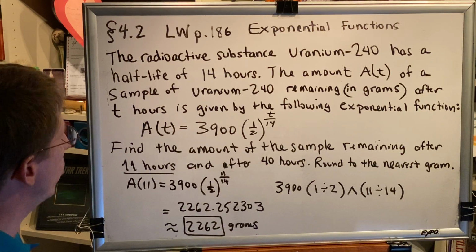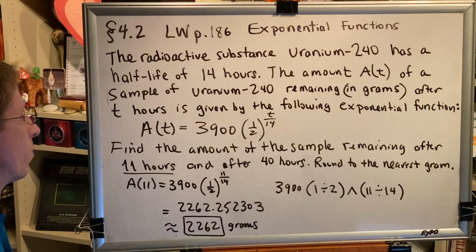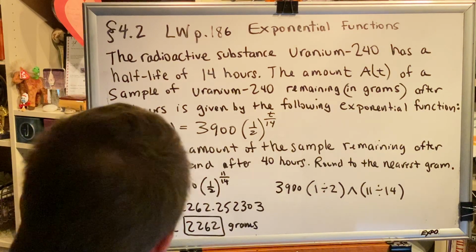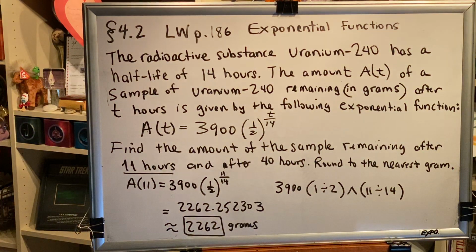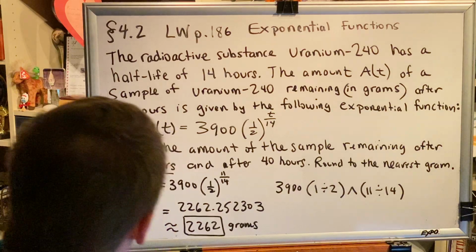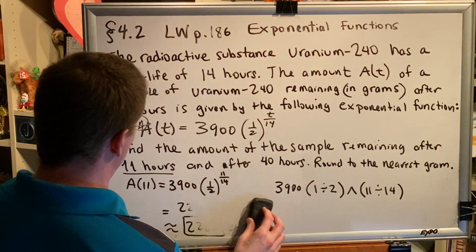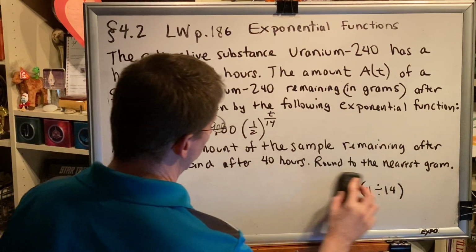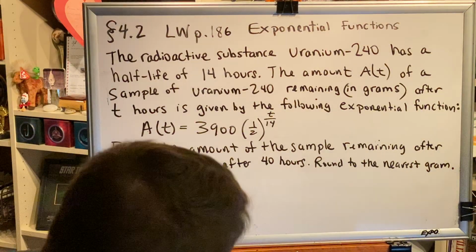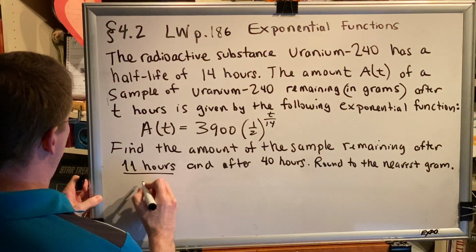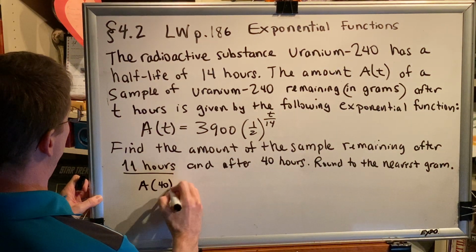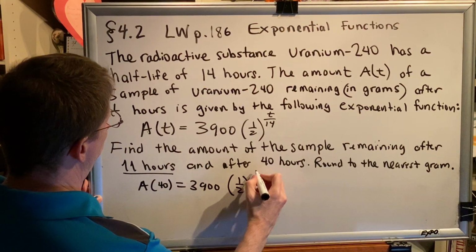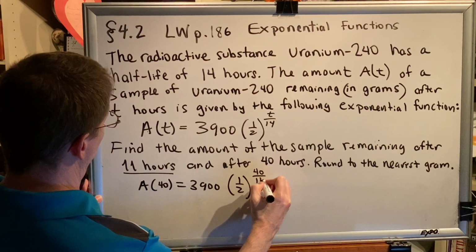All right, so now all we have to do is turn our attention to the second part of this problem, which is after 40 hours. All right, so the idea is the same. It's just that instead of putting 11 for T, this time we're going to put 40. All right, so we're going to get A of 40 equals 3,900, parentheses, 1/2 raised to the 40/14.